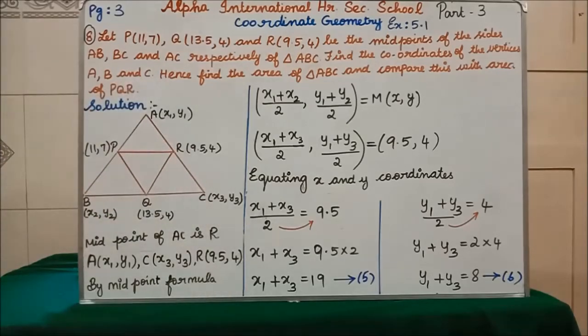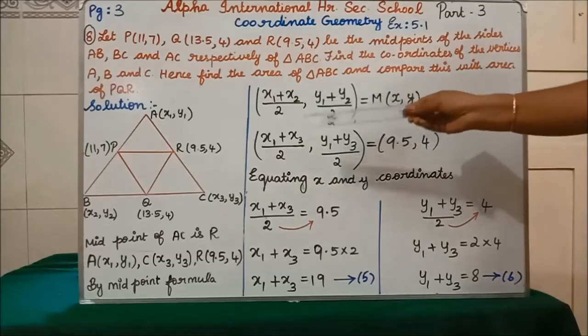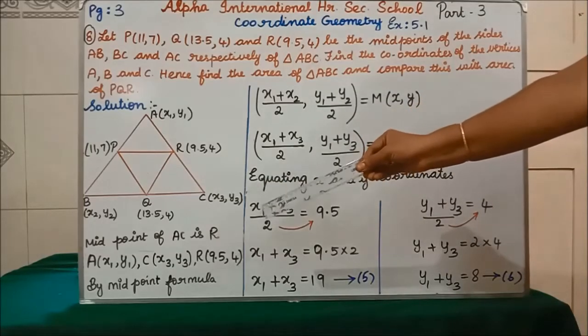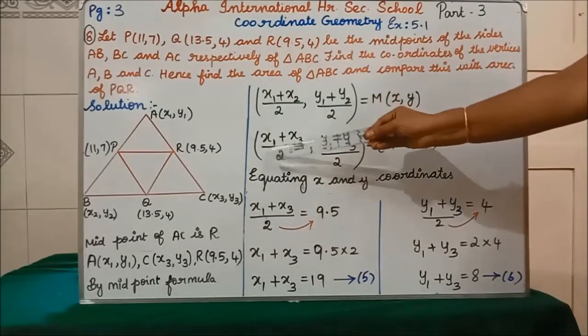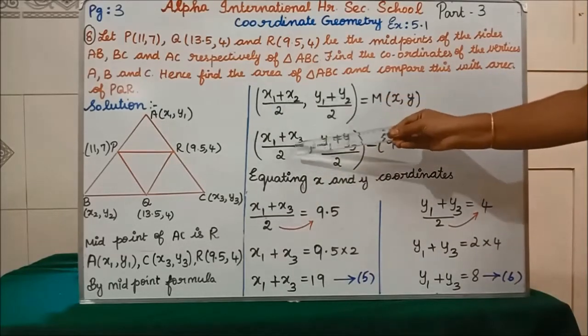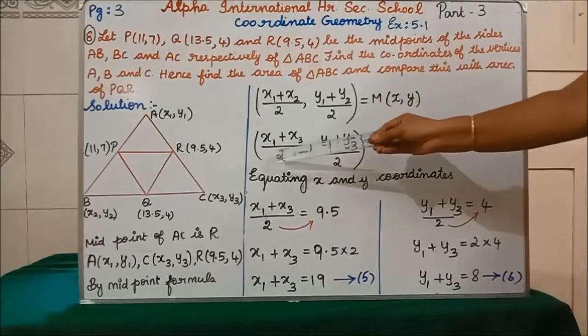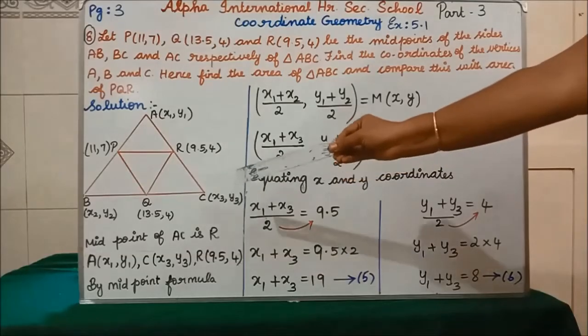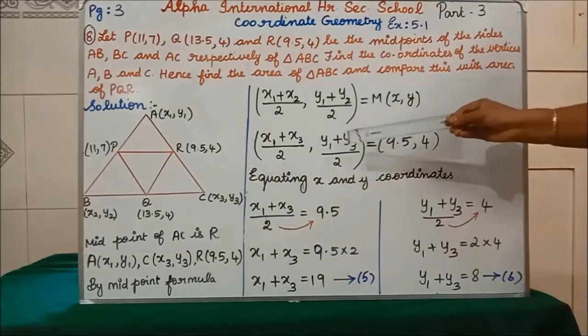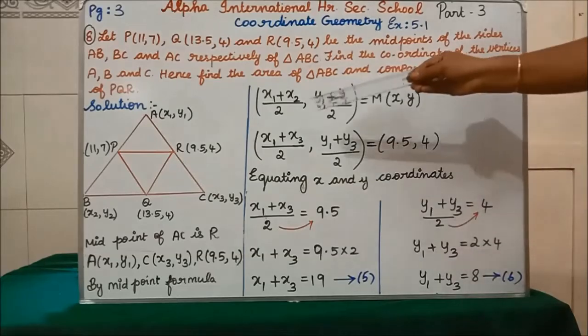What is our midpoint formula? x1 plus x2 by 2, y1 plus y2 by 2 equal to M of x, y is our midpoint formula. Now, what are the x values we have in the vertices? x1, x3. Similarly y1, y3. So in the place of x2 we have x3. So x1 plus x3 divided by 2. Here, what are the y values in the vertices? y1, y3. So y1 plus y3 divided by 2. Clear?